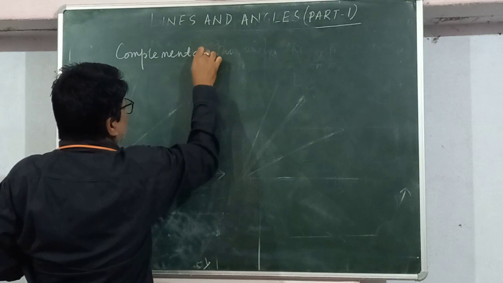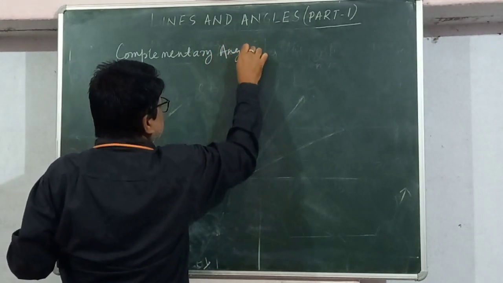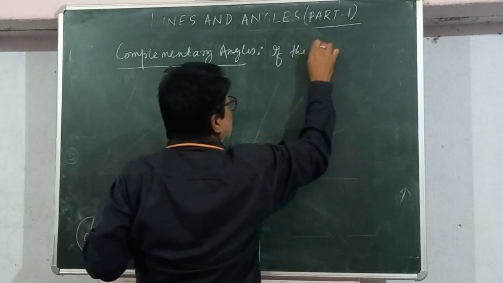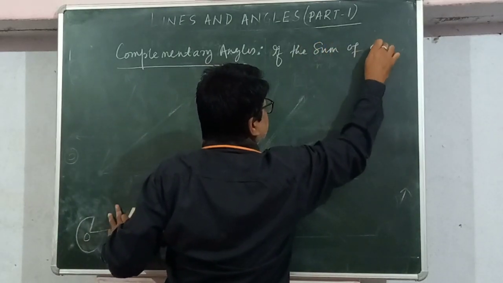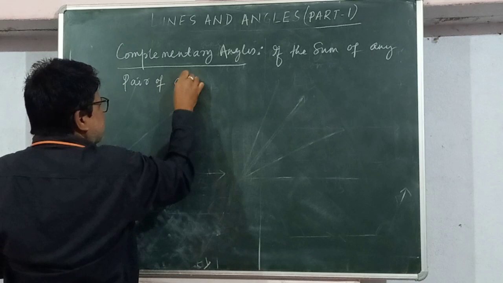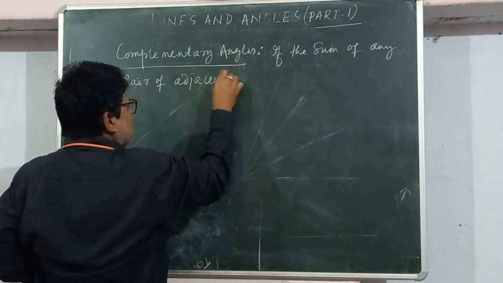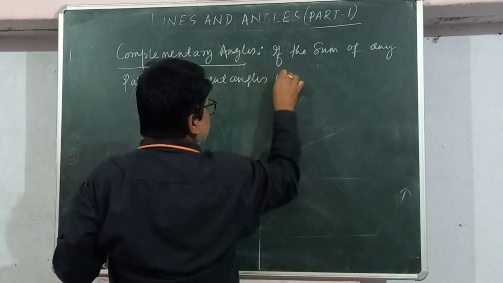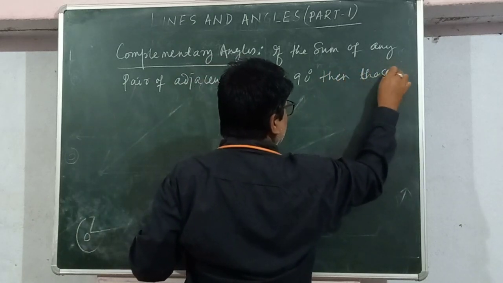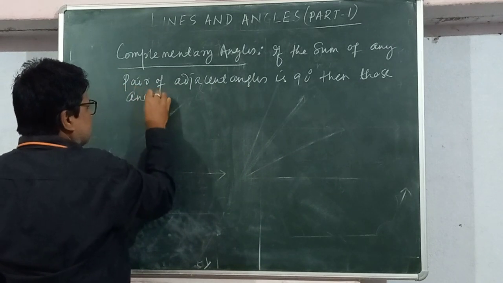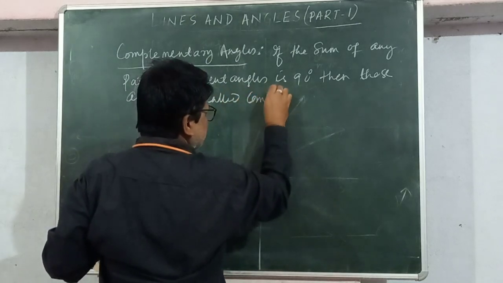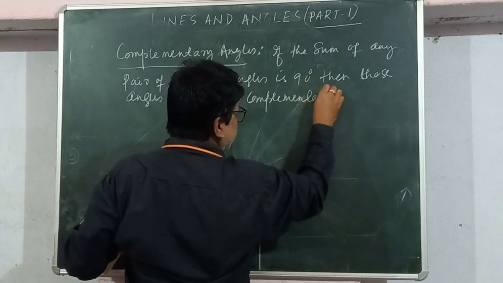Complementary angles. Complementary angles means if the sum of any pair of adjacent angles is 90 degree, then those angles are called complementary angles.